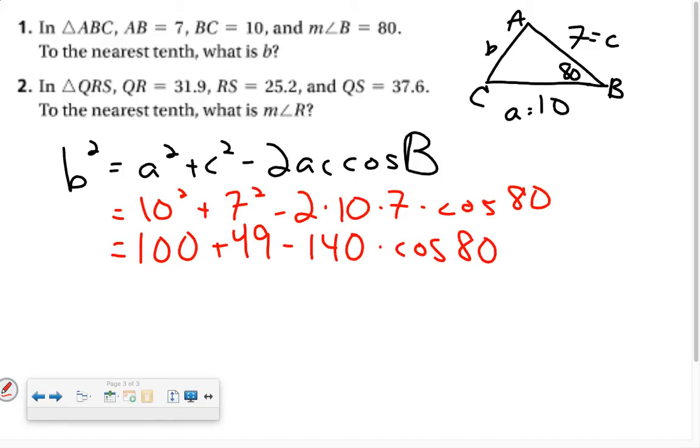And I'm going to warn you here. Here's where a common mistake happens. Put your pencil down. A common mistake I see students do is combine those three terms. You are not allowed to do that. That 140 is attached to cosine of 80, making it an unlike term to the 100 and the 49.